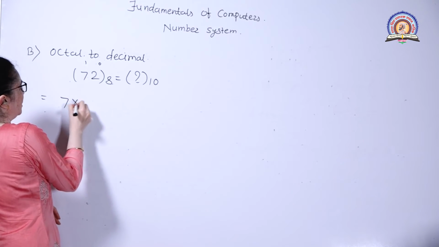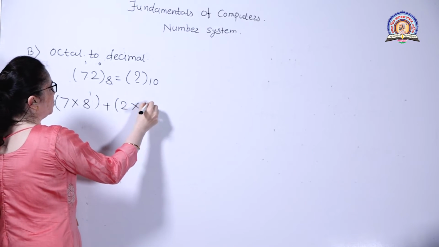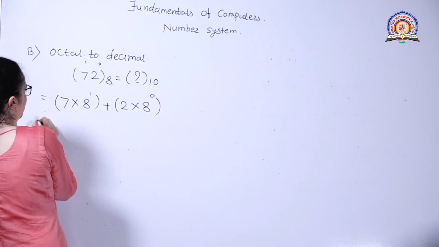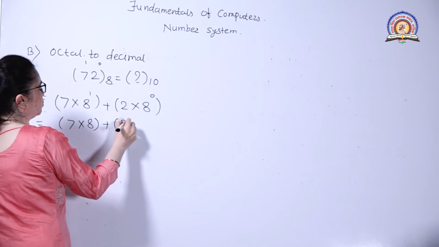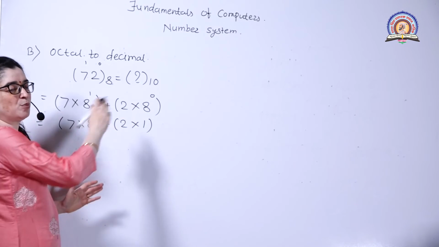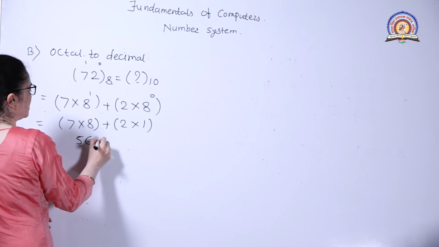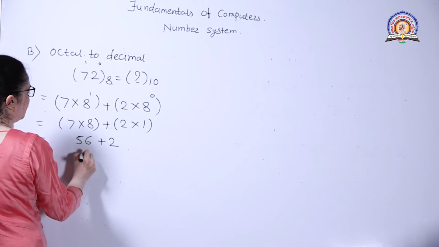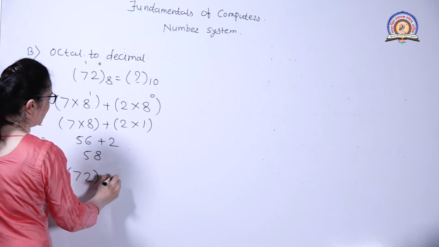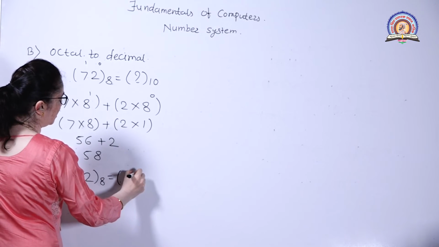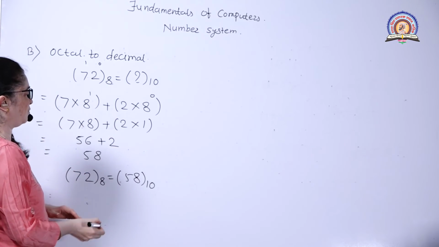So 7 into 8 raised to 1 plus 2 into 8 raised to 0. So that is 7 into 8 plus 2 into 1. 0th power of 8 is 1. So 2 into 1. So it is 56 plus 2, that is 58.